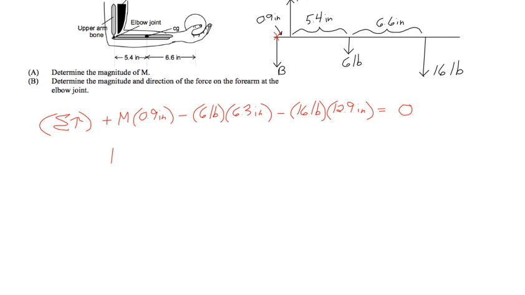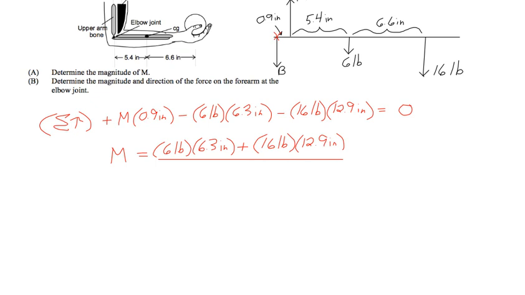So solving for M, these two terms are just going to go to the other side. Because they're negative on this side, they'll be positive on the other side. So it's going to be 6 pounds times 6.3 inches plus 16 pounds times 12.9 inches, all divided by 0.9 inches. And it's the 0.9 inches which gives you such a big answer for the muscle and the bone.